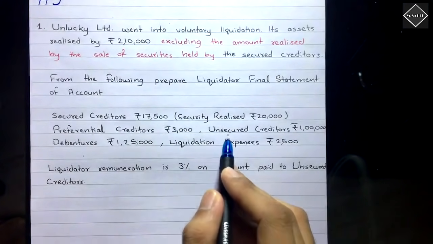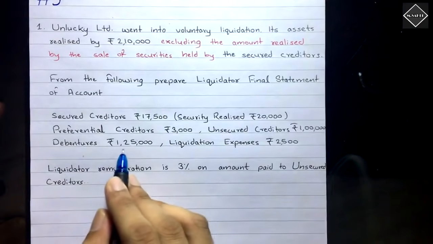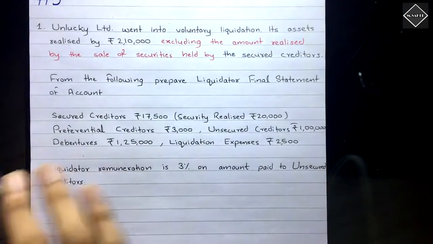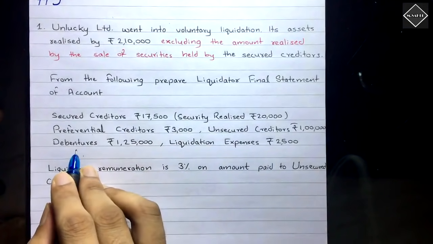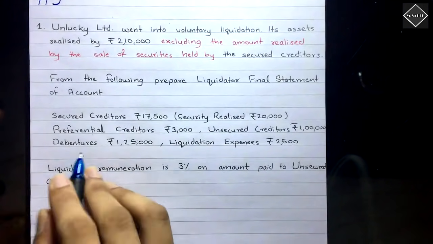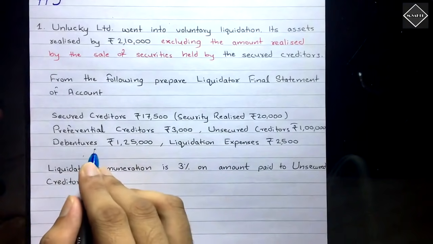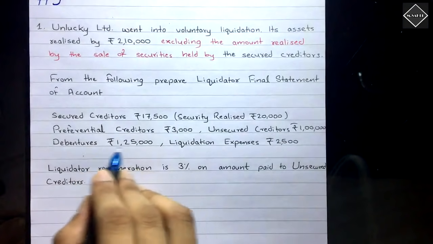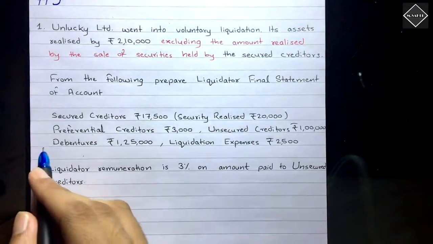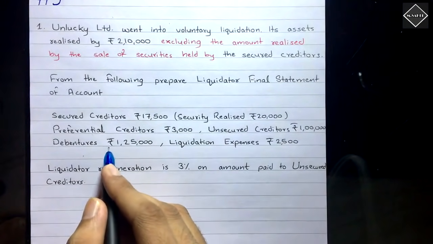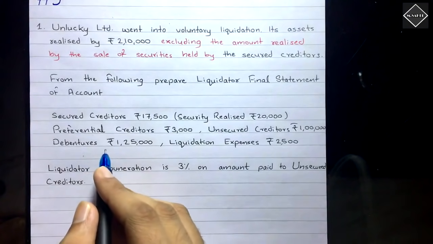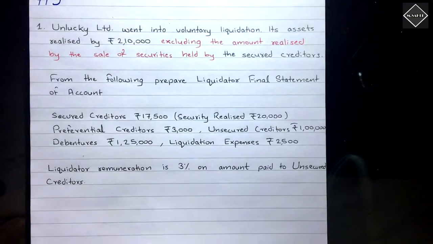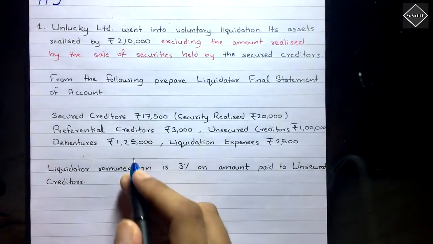Preferential creditors 3,000, unsecured creditors 1 lakh, debentures 1,25,000. Now see here properly. The percentage of debentures is not given. Neither have they said any interest is outstanding, and the date of payment is also not given. So here we will not take any interest while making the payment to the debenture holders. We will directly write this amount only, because nothing is given, no percentage, no date of payment, and no accrued interest. So just this amount will be paid to debenture holders.